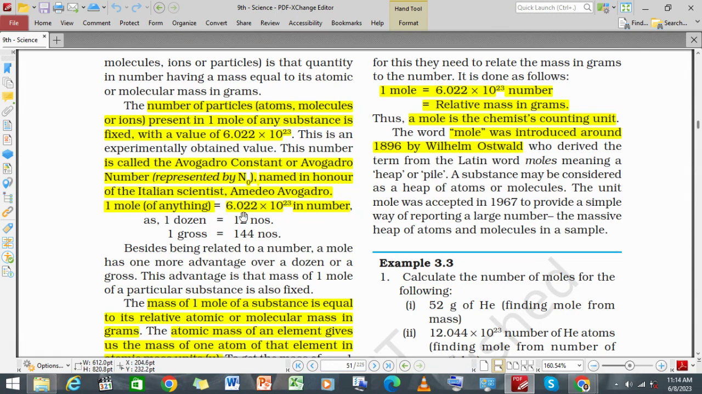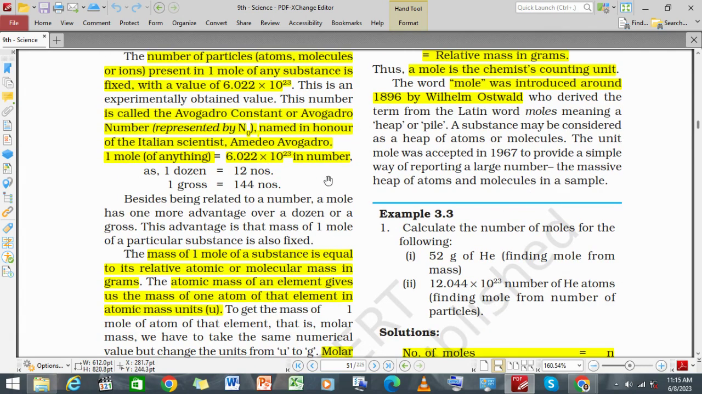1 mole of anything is equal to 6.022 × 10^23 in number. If we want to understand it properly, remember the example: 1 dozen has 12 items, you all know that. One fortnight is 14 days. Similarly, one mole of anything will be 6.022 × 10^23 in number.